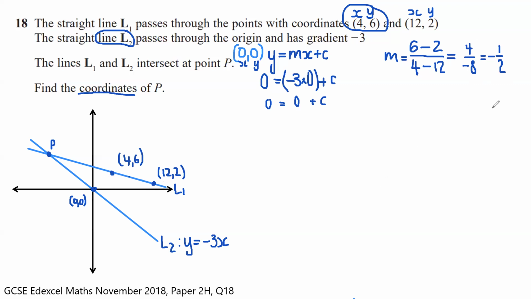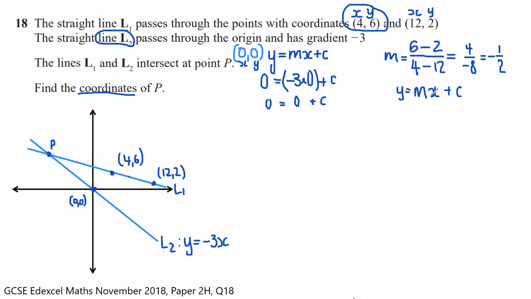It works. It should give you the same gradient as -1/2. Now we can go back to our trusty y equals mx plus c equation and do exactly the same as we did before. We've now got all the information. Again, it doesn't matter which one of these coordinates we use to substitute in.